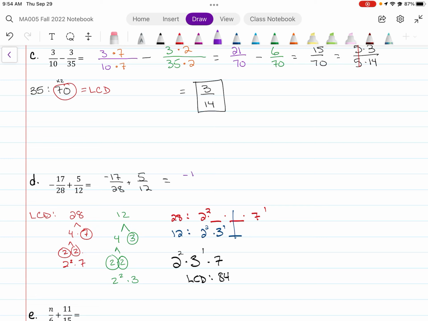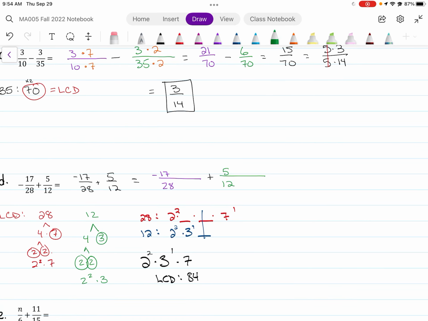We've got negative 17 over 28, and that's going to be plus, and we've got 5 over 12. Now I'm using the long bars so that I can work this out. So 17 and 28 are going to be times 3 and times 3 to get me up to 84. And 5 is going to be times 7 because 12 needs to be times 7 to get up to 84. So remember, we just need 84 on the bottom.